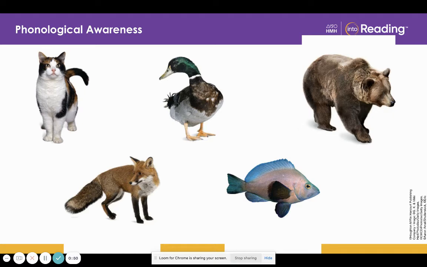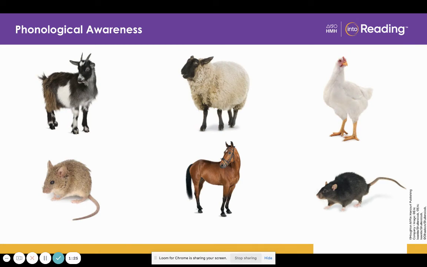Listen to this word. Cat. You should have said k-at. Listen to the next one. Duck. Uck. Break apart bear. Air. Break apart fox. Ox. Let's do some more.